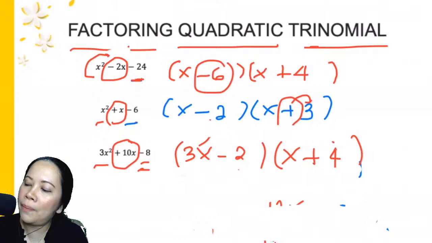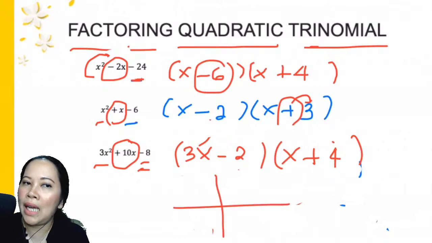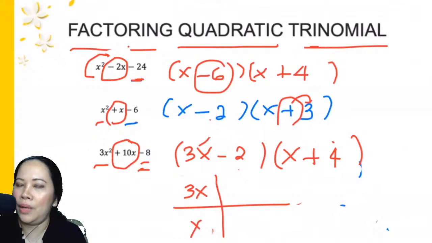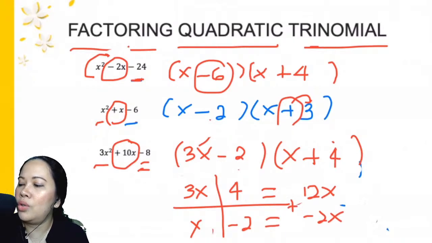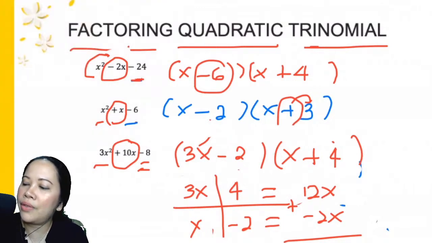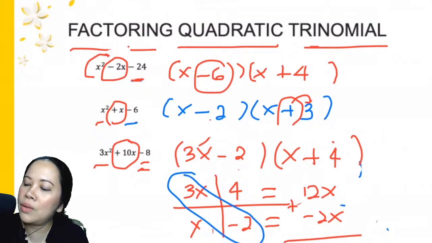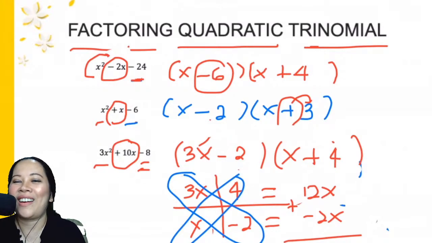That's the factor already. Now let's try to use the lattice method again. So the first thing that you have to do is draw the lattice, the cross. So you write 3x and x. Okay. Then you pair: 3x times 4 will give me 12x. 3x times negative 2 will give me negative 2x. So when you add, 12 plus negative 2 will give you 10x. Therefore, this is the correct factor: 3x minus 2 and x plus 4.